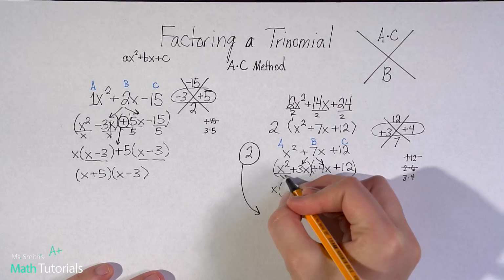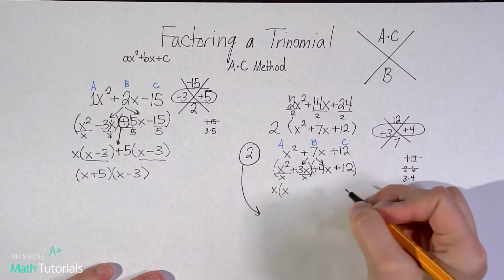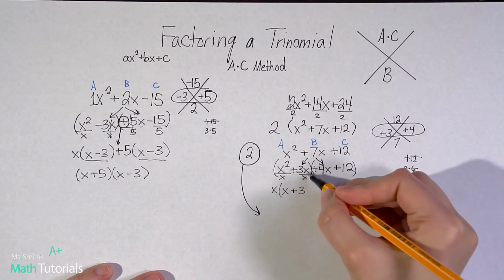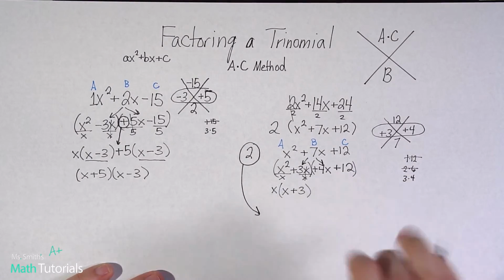So let's go ahead and do that. Let's divide out that x. X squared divided by x would just be x. 3 divided by 1 would be positive 3. X divided by x would cancel. So that's it. Let's look over here.